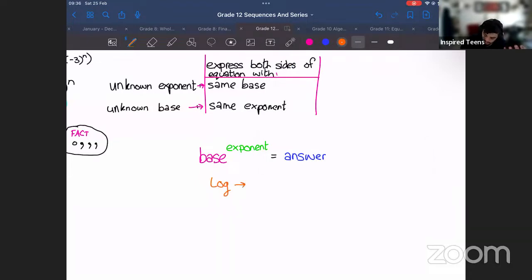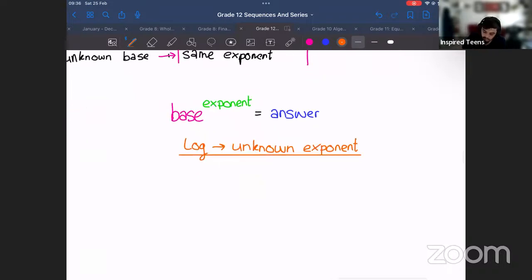Okay, whenever you have an unknown exponent, when the exponent contains a variable, remember, when we're solving for variables, we always want to isolate the variable, meaning we always want to leave the variable alone, on its own. So if you want to take that variable out of the exponent and leave it on its own and then express something else, that's when we're going to use log.